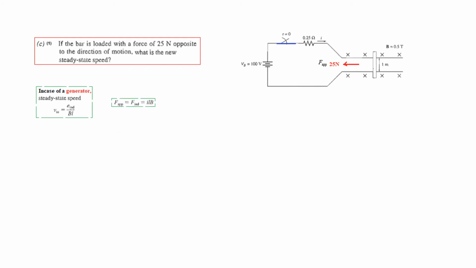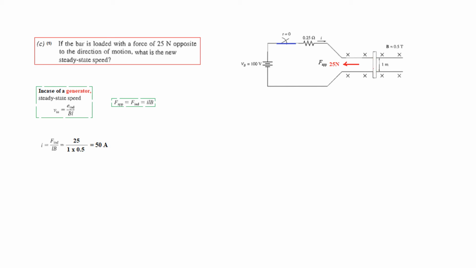And for steady state, the applied force and there will be an opposite and equal induced force. They have to balance, only then this will be in steady state. And for that, F applied, we know is 25 Newton, is equal to F induced, which is equal to ILB. So from here, we can find the current. I is F induced 25 divided by LB, putting the value, so we have 50 amperes of current flowing through this bar.